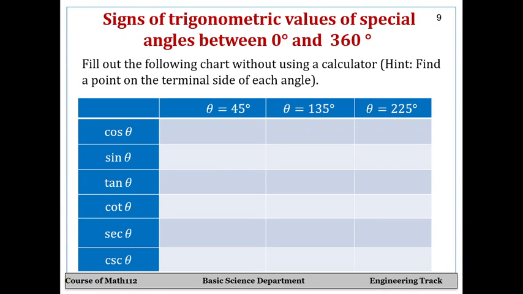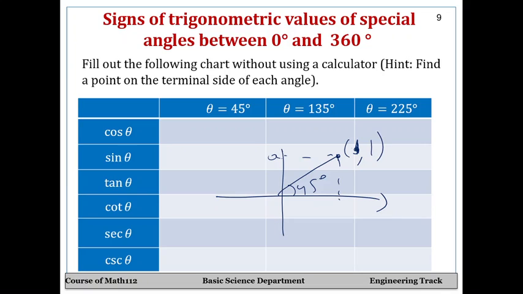In the same way, you can calculate these values by using the property of 45 degrees. The good thing about 45 degrees is that you can take (1, 1) here, or if you have 135 degrees, you can take 1 here, but here you get -1. So this is (-1, 1).